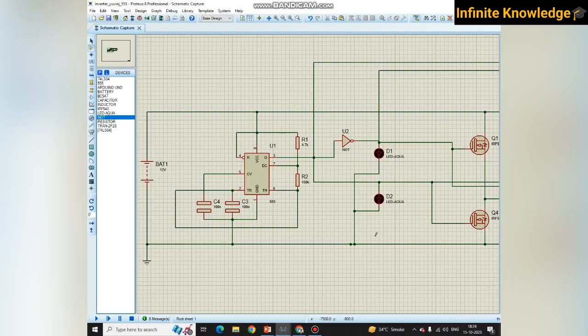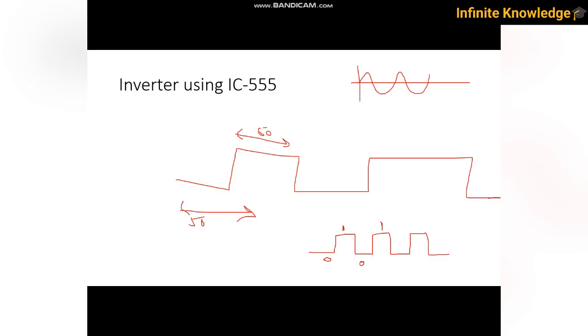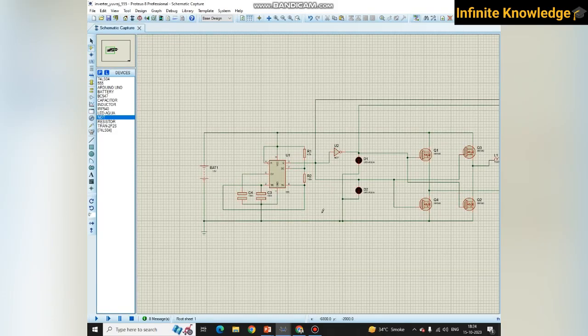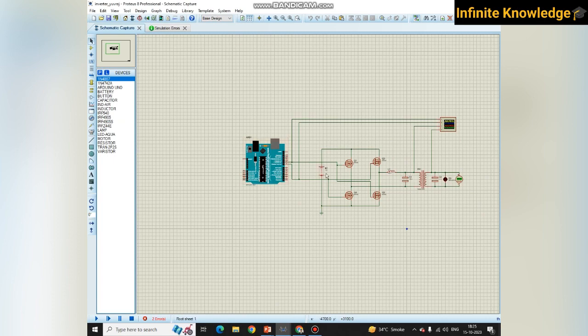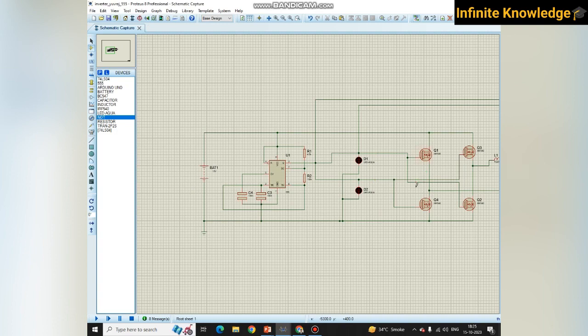Why is it important? Because when the output is 1 at this pin number 3, just consider it will operate these two, Q3 and Q4. But when it is 0, what will happen? If I don't use this NOT gate, I am explaining why the NOT gate is important. If I don't use a NOT gate and, similar to Arduino, I directly connect the two pins in the same way, what happens here?